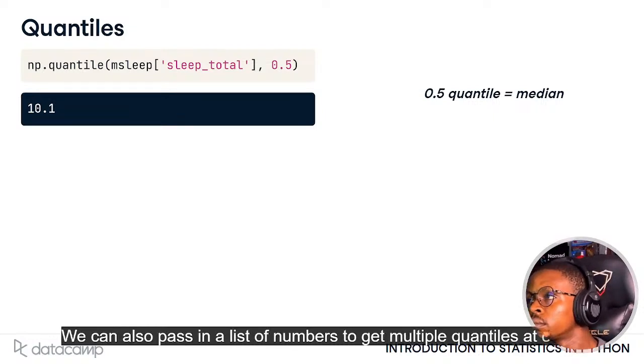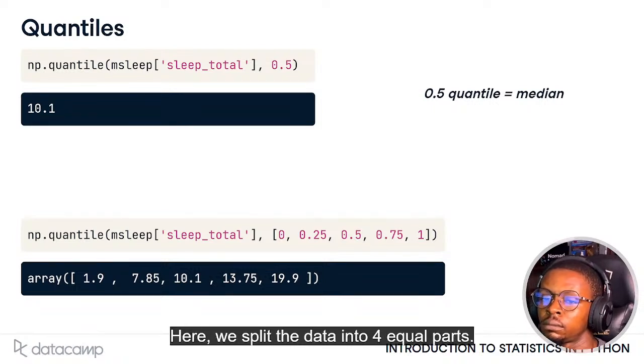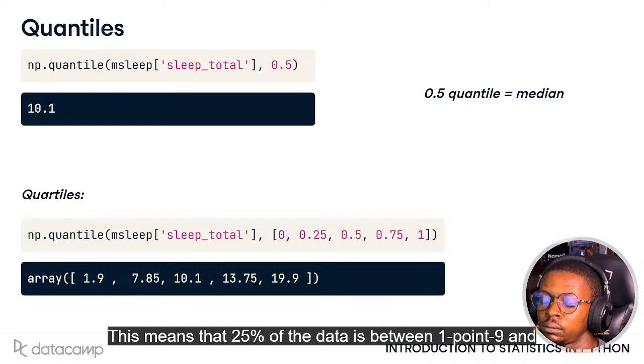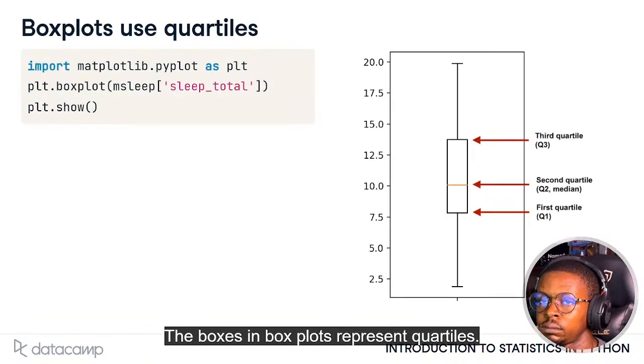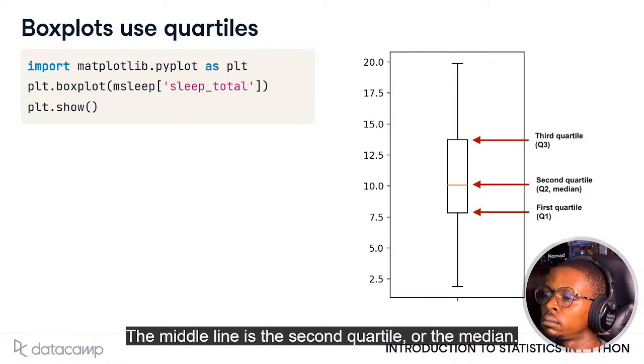We can also pass in a list of numbers to get multiple quantiles at once. Here, we split the data into 4 equal parts. These are also called quartiles. This means that 25% of the data is between 1.9 and 7.85. Another 25% is between 7.85 and 10.1, and so on. The boxes in box plots represent quartiles. The bottom of the box is the first quartile, and the top of the box is the third quartile. The middle line is the second quartile, or the median.